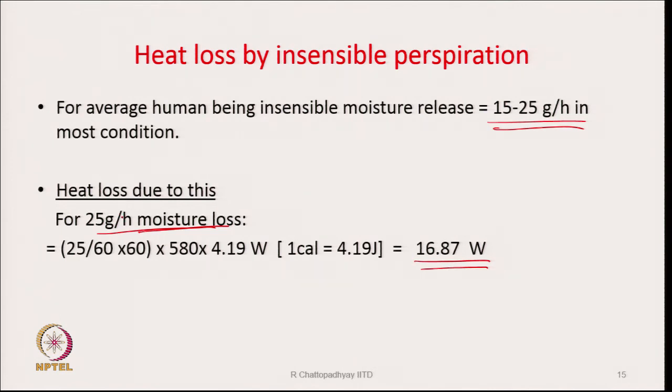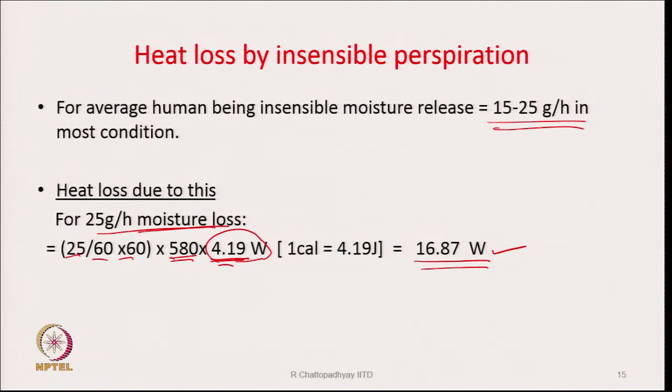How? 24 gram per hour means 24 divided by 60 times 60 grams per second, multiplied by 580, which is the latent heat at normal temperatures in calories, multiplied by 4.19. Sorry, this gives you the result in terms of calorie, and if we multiply by 4.19 we get joule, and joule per second is the watt. So, if we do this, the value comes to 16.87 watt.